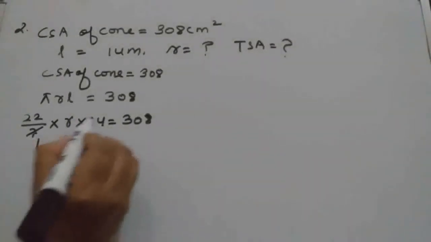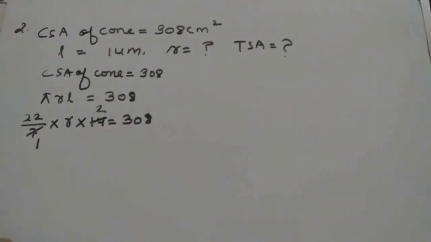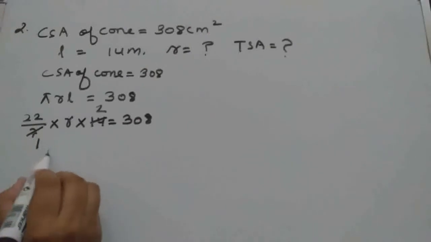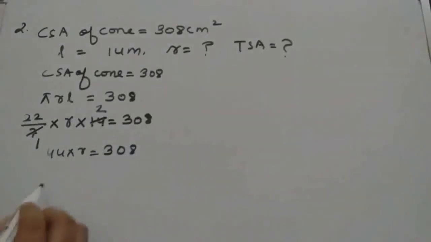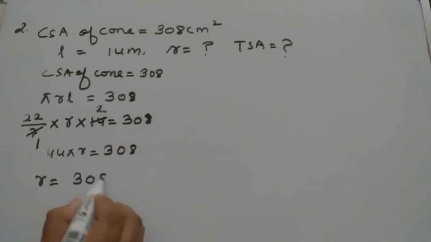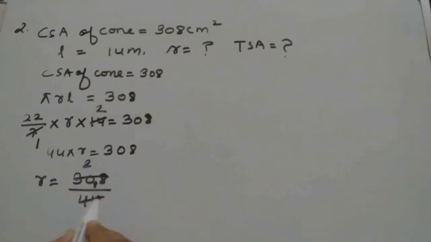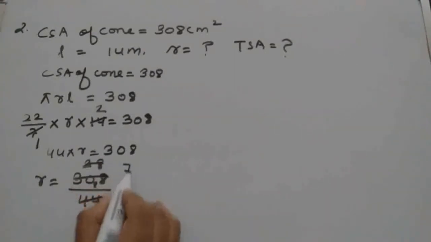So here from 7 we can cancel, 7 2s are 14, and this we can write 44 into r. Okay, so r will be 308 by 44. So from 11 we can cancel, 11 4s are 44, 11 2s are 22, so 8 will remain, so 11 8s are 88, then 4 1s are 4, 4 7s are 28. So r equals 7 centimeter.